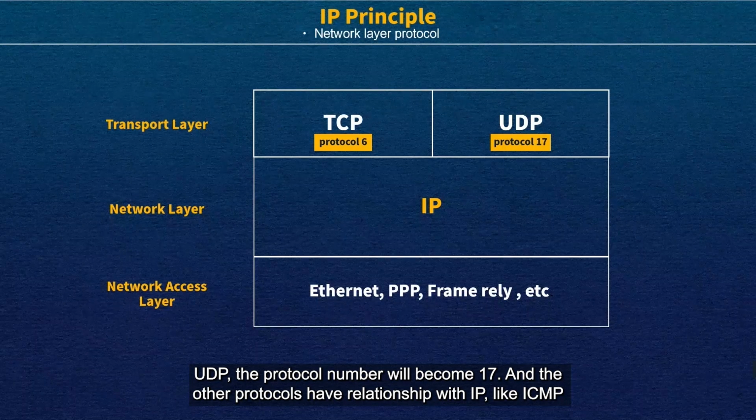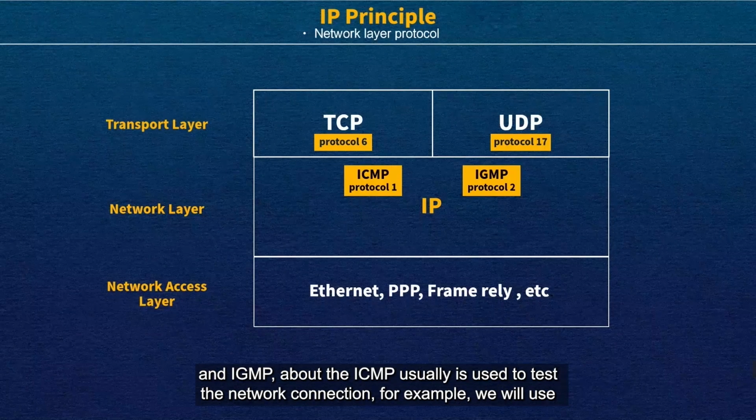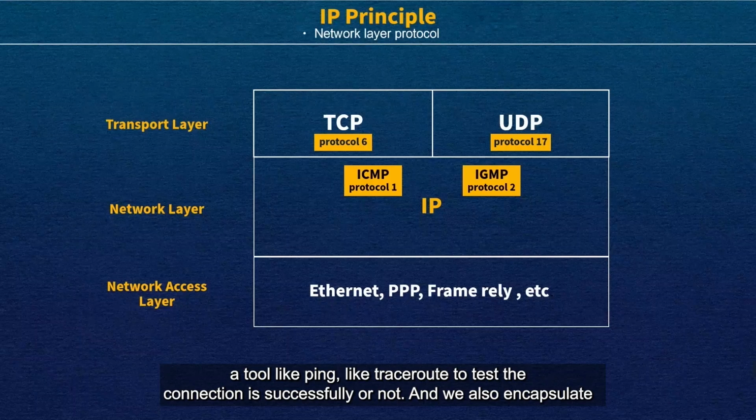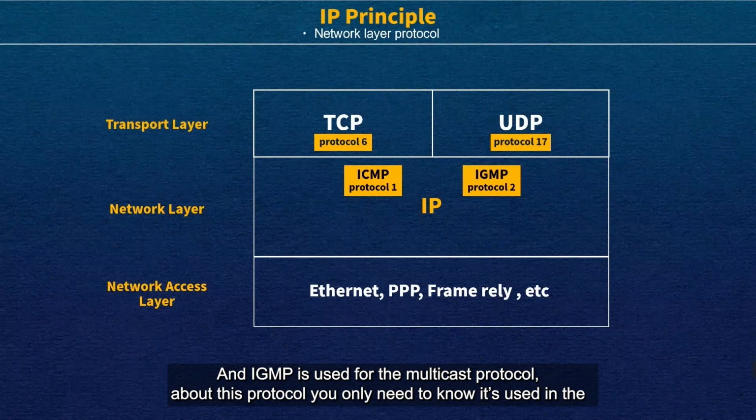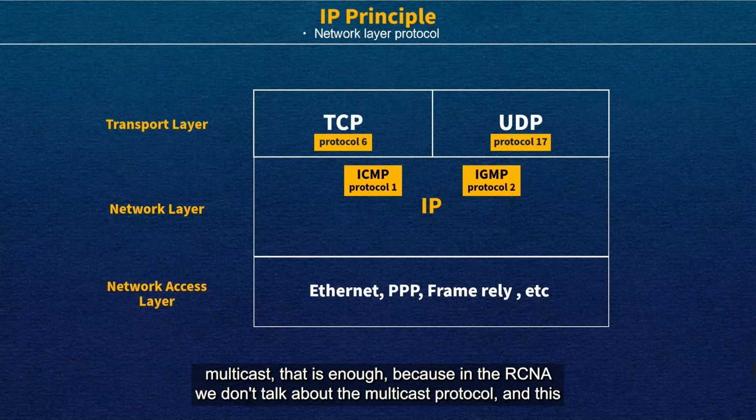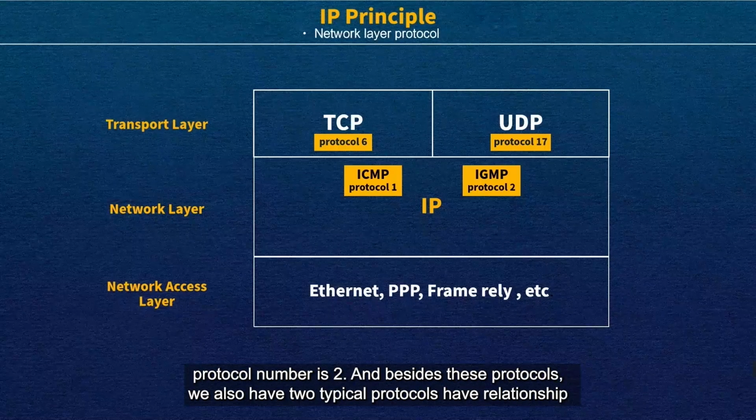And the other protocols related to IP are ICMP and IGMP. ICMP is usually used to test the network connection. For example, we will use tools like ping and traceroute to test whether the connection succeeds or not. We encapsulate the ICMP packets into IP, and we use protocol number 1 to indicate ICMP. And IGMP is used for multicast. About this protocol, you only need to know it is used in multicast, because in the HCNA we don't talk about the multicast protocol, and the protocol number is 2.